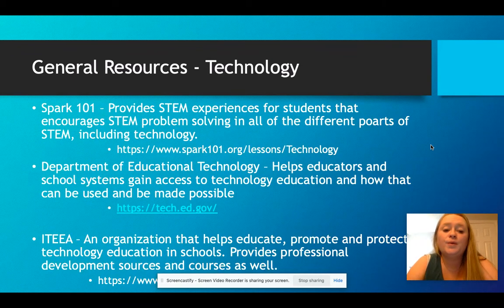Next is Spark 101. It provides STEM experiences for students and encourages STEM problem solving in all different parts of STEM, including technology. The Department of Educational Technology helps educators in the school system gain access to technology that's available and how it can be used and made possible within not just a technology education classroom, but all classrooms. And ITEEA is an organization that helps educate and promote and protect technology education in schools. It provides professional development sources and courses as well.